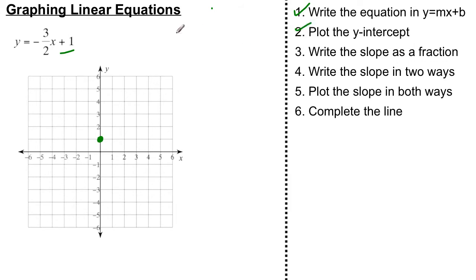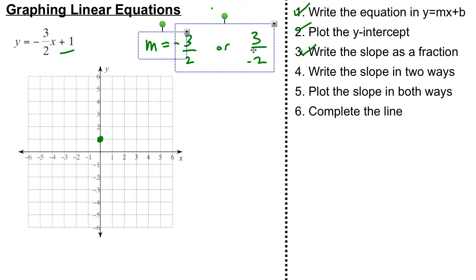Now we write the slope as a fraction. We know that that's -3/2, right? The slope is -3/2. Okay. Now we write the slope in a second way. So when it's -3/2, what this means is that your 2 ways are like this: -3/2 or 3/-2. You see that? And either way will work.